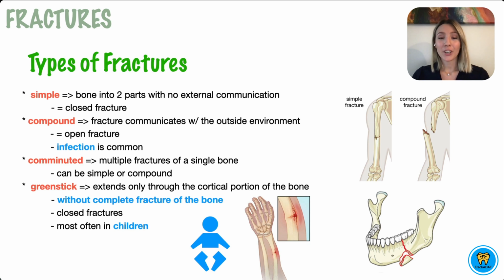We'll start by talking about types of fractures in general. So, a simple fracture is when a bone breaks into two parts with no external communications. And this is also called a closed fracture. On the other hand, a compound fracture communicates with the outside environment, which means that it is an open fracture.